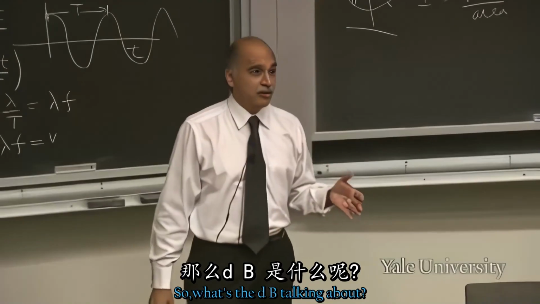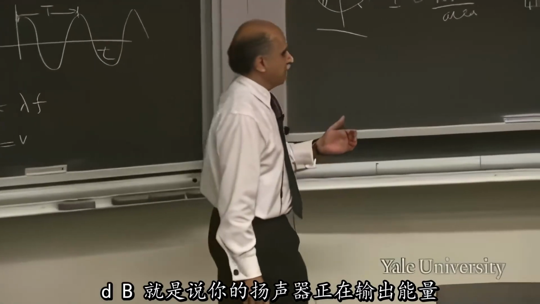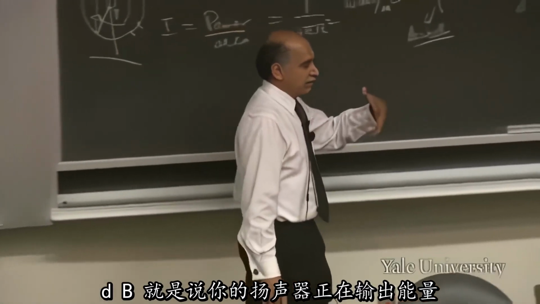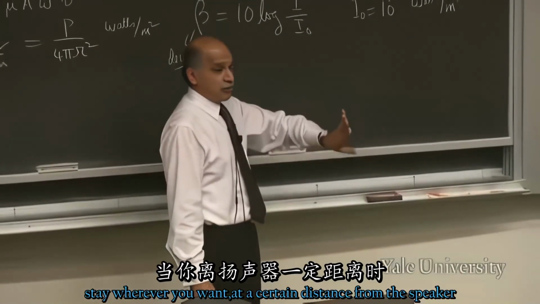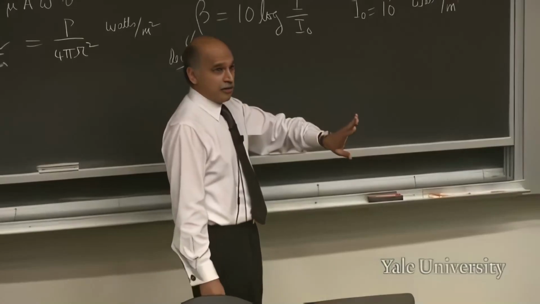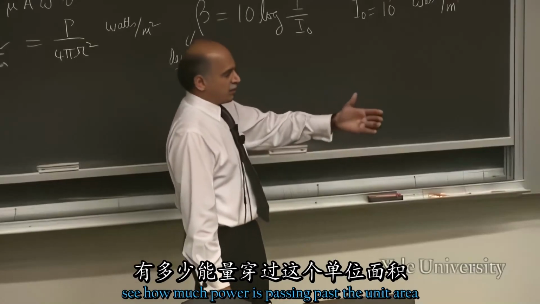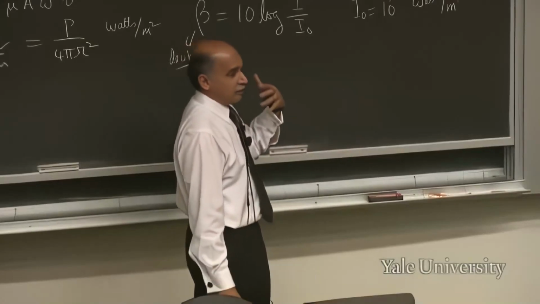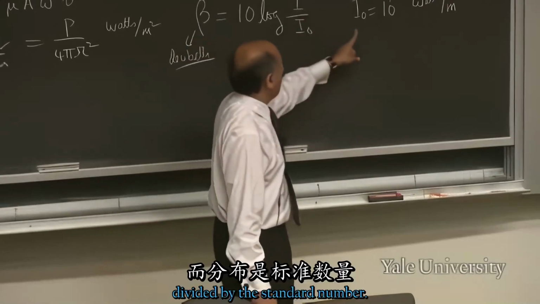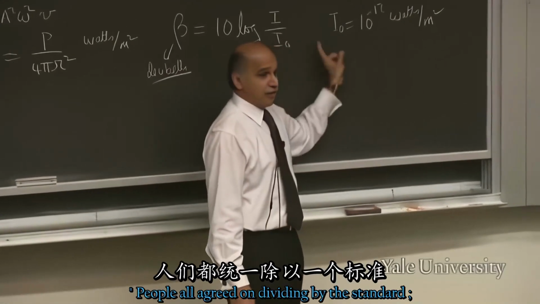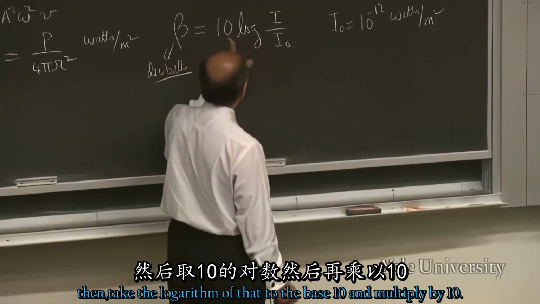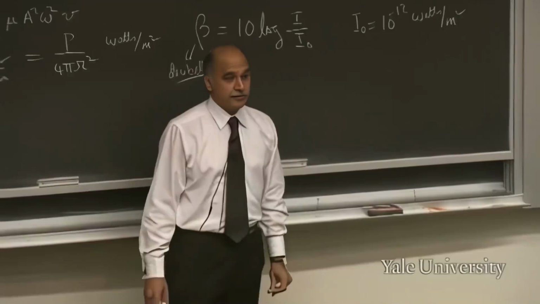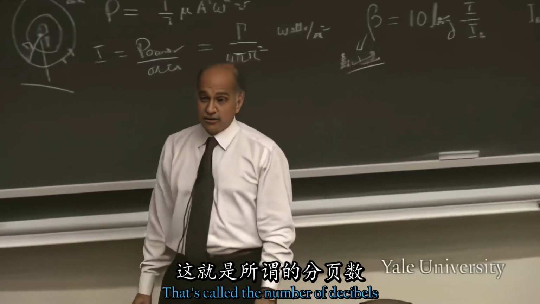So what's the dB talking about? The dB says your speaker is sending out some energy. Stay wherever you want at a certain distance from the speaker. See how much power is passing past a unit area. That's the numerator, divided by the standard number. People all agreed on dividing by the standard. Then take the logarithm of that to the base 10 and multiply by 10. That's called the number of decibels.